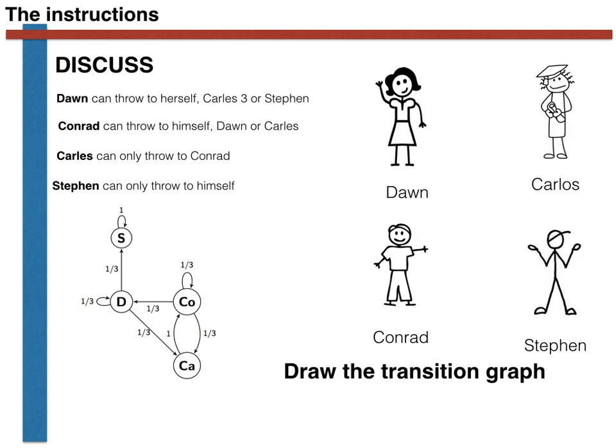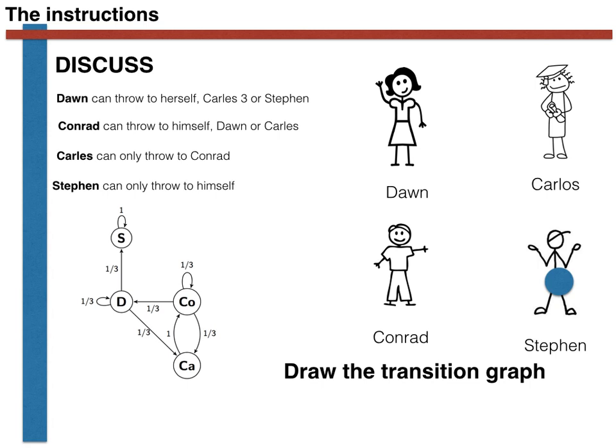Let's suppose we now actually watch a game of catch between these people. Here they are, and here is the ball that we have initially given to Dawn. The game might proceed as follows. Dawn first throws the ball to herself, she then throws it to Carlos, Carlos throws it to Conrad, Conrad throws it to himself, he throws it to Dawn, and Dawn throws it to Stephen, who then continuously throws it to himself. The point of this example is that the ball is eventually passed to Stephen, who does not throw it to any of the other players.